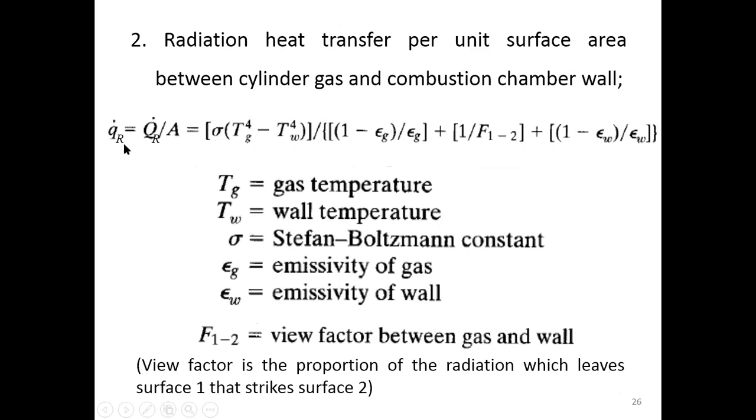And this is the expression to find out. It's a long expression because it involves so many parameters. It involves the gas temperature, the wall temperature, the constant that we call the Stefan-Boltzmann constant here. It also involves the emissivity of the gas and the emissivity of the wall, because it's the radiation that radiates between the gas inside the cylinder and the wall of the combustion chamber.